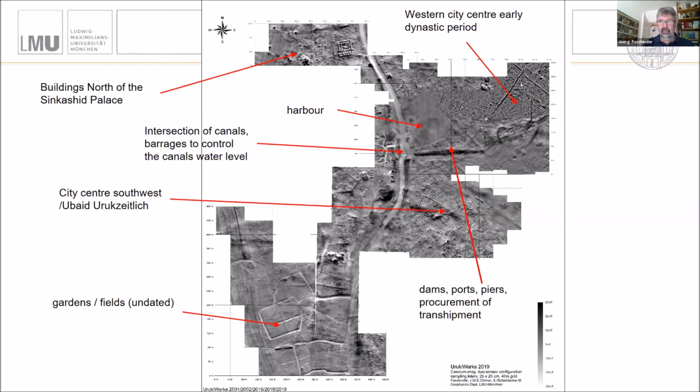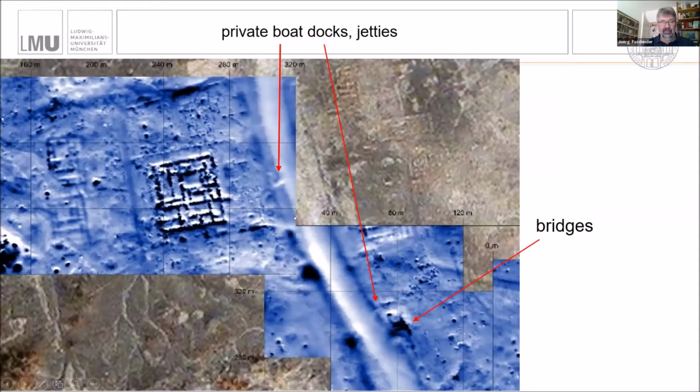Then we have here the western city area, early dynastic period. Here, obviously the harbor and intersection of canals and so on. City center in the southwest, and gardens and fields. And further features here: dams, ports, piers, procurement of transshipment, some installations. But let's go further into more detail.